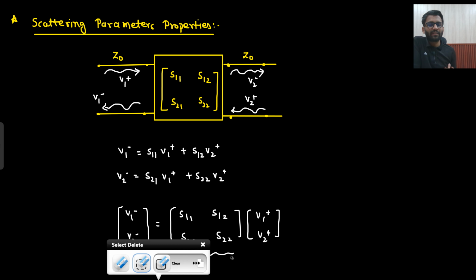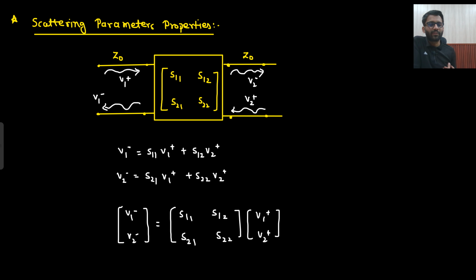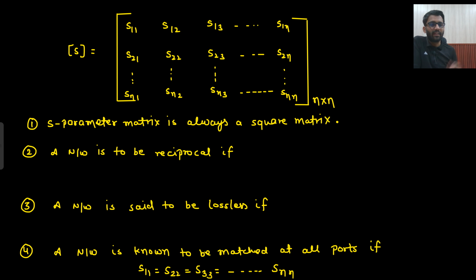Now based on this matrix, there are some properties of scattering parameters. What are those properties? Like in Z parameters, Y parameters, G parameters, H parameters, we used to study that there is a reciprocal network and a symmetric network.